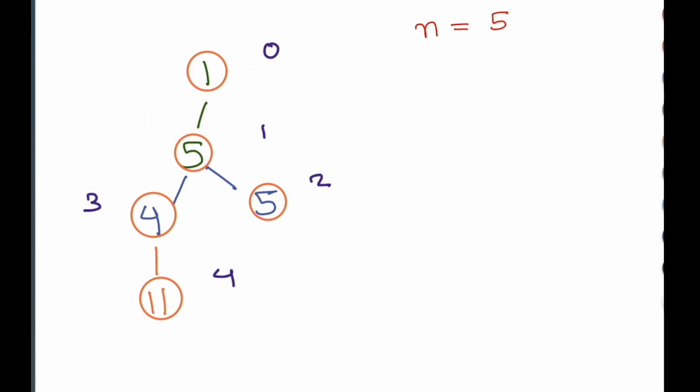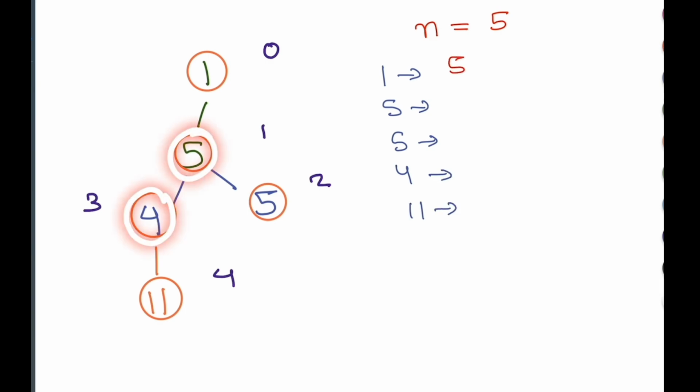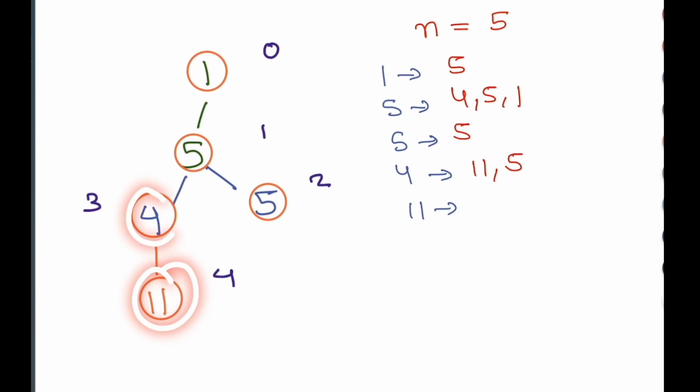We have 5 nodes, right? The nodes are 1, then 5, then we have one more 5, then we have a 4, and then we have 11, right? 1 is connected with 5, right? This 5 is connected with 4 and 5 and 1. So 5 is connected with 4, 5 and 1. This particular 5 is only connected with this 5. We have this 5 here. And then this 4 is connected with 11 and 5. We have 11 and 5 here. And now we have this 11 connected with just 4, right?